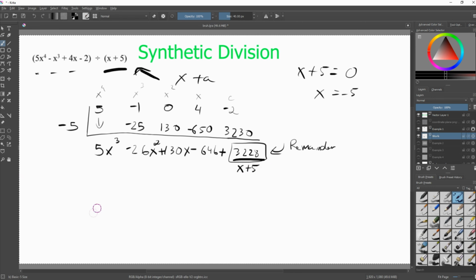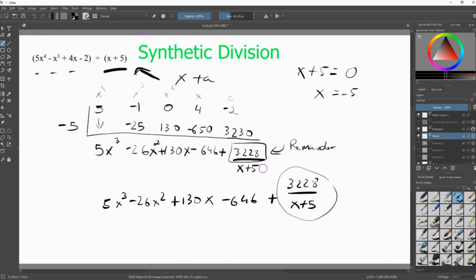All right, so ultimately, your answer comes out to be 5x cubed minus 26x squared plus 130x minus 646 plus 3,228 over x plus 5. Okay, so this one has a remainder. That means that it doesn't go in evenly. That means that this is not a factor of that, right?